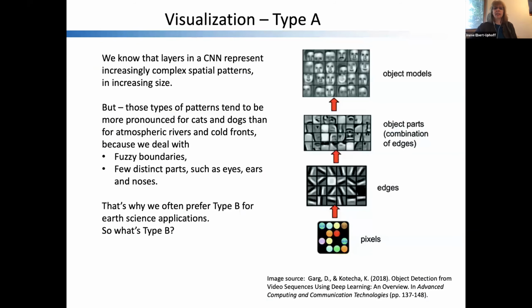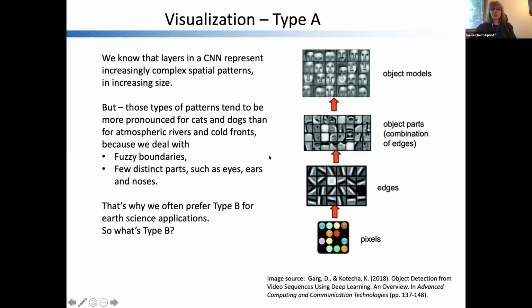All right. The reason why these type A methods are very, very popular in computer science, but not so much in earth sciences, is the following. If you analyze cats and dogs, then you often have these nice edges, you have object parts, you have eyes, ears, noses, all those kind of things. But if you look at atmospheric rivers and cold fronts, you usually have fuzzy boundaries. You have few distinct parts. You don't have body parts like eyes and ears and noses that you can easily pick up.